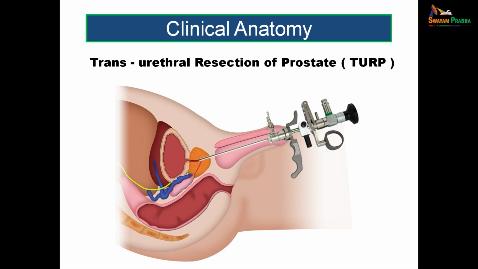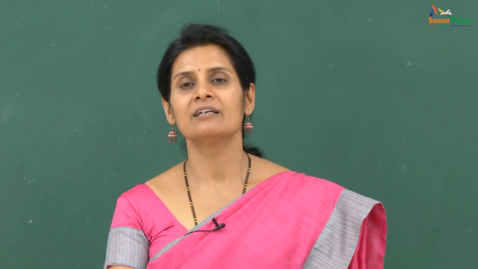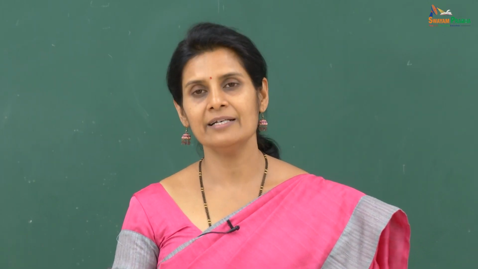An enlarged prostate can be approached through any of the routes. It can be approached through the bladder, which is called the transvesical approach. It can be approached behind the pubis, which is called the retropubic approach. It can be approached through the perineum, which is called transperineal, and lastly through the urethra, which is called the transurethral approach. The commonly used approach now is the transurethral approach, called transurethral resection of prostate, TURP. So, with this we complete the applied aspects related to the prostate.